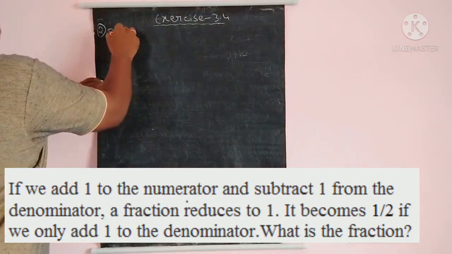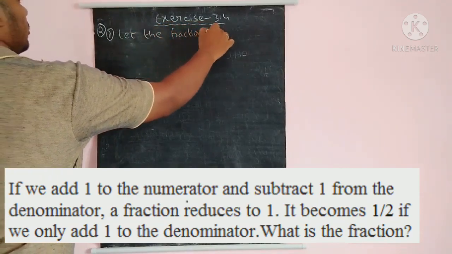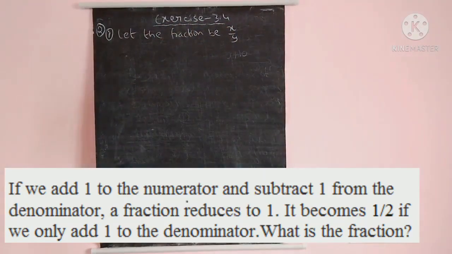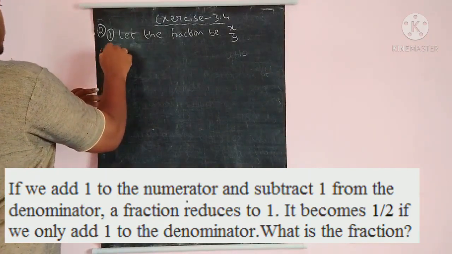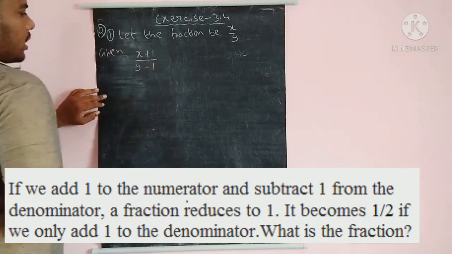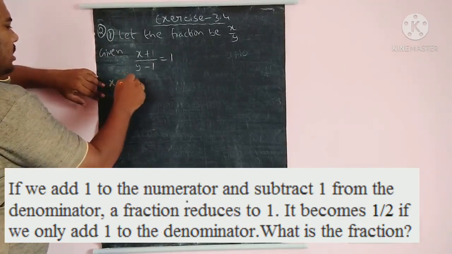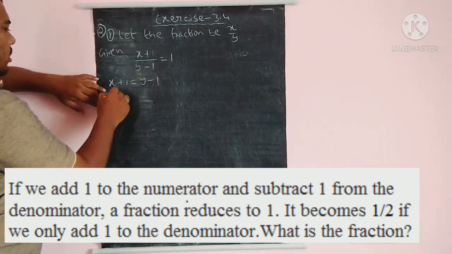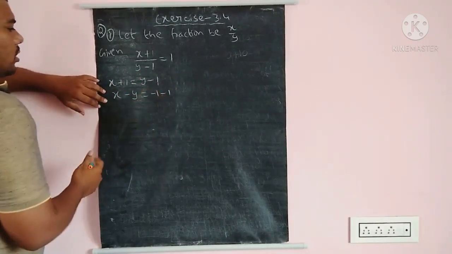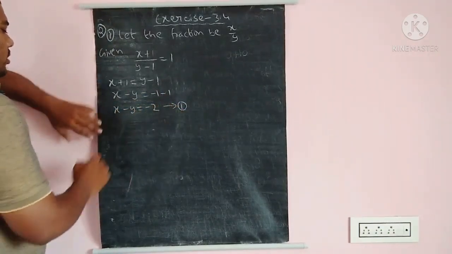So we need to find the fraction that we don't know. First, assume the fraction to be x by y, where x is the numerator and y is the denominator. In the first case, if 1 is added to the numerator and 1 is subtracted from the denominator, it becomes 1. From this we can write x plus 1 is equal to y minus 1. So x minus y is equal to minus 1, minus 1. This plus 1 transposed becomes minus 1, so x minus y is equal to minus 2. It will be equation 1.